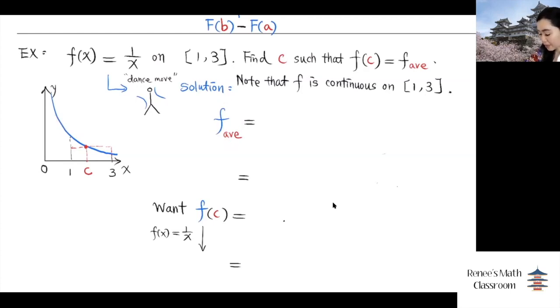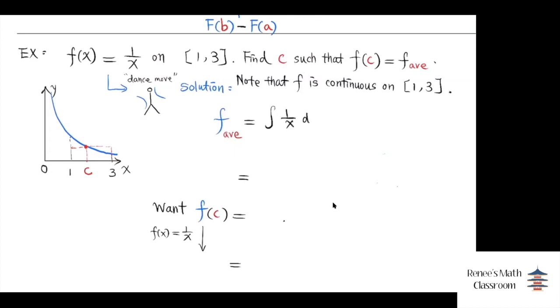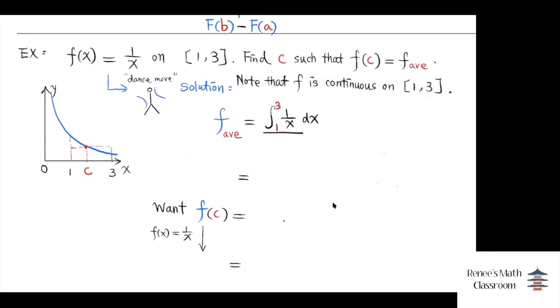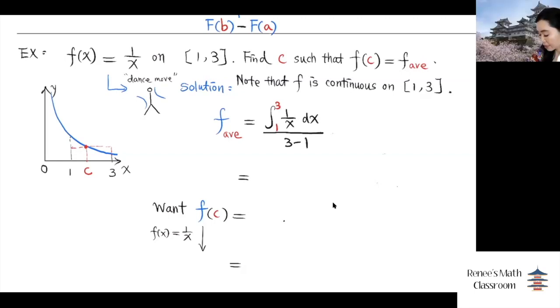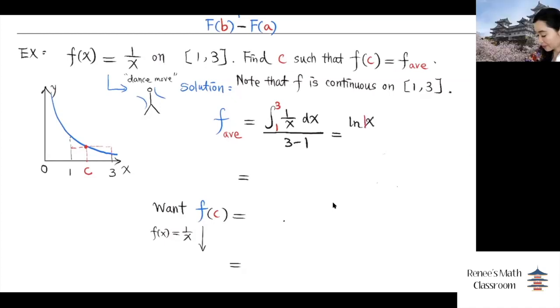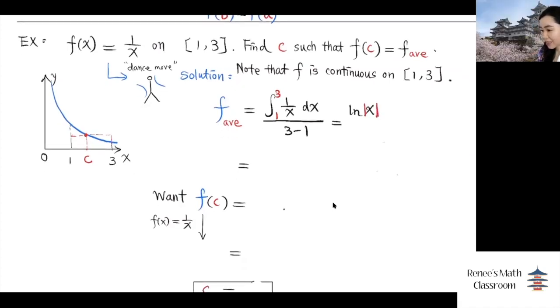Now, to find this average value, what do we do? We set this up as an integral of the function, from 1 to 3. Yes, you got it. And then divide by b minus a, 3 minus 1. Very good. Now that's equal to what? What's an antiderivative of 1 over x? ln of x. Brain stutter, yeah, ln of x. But don't forget the absolute value.